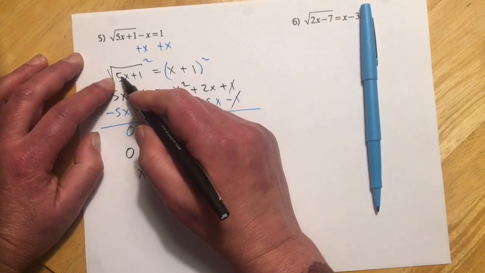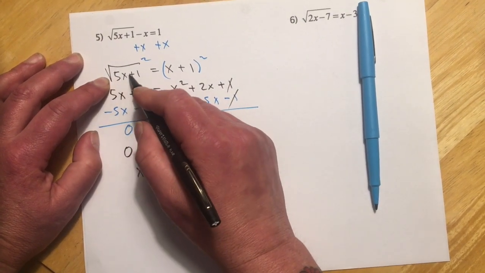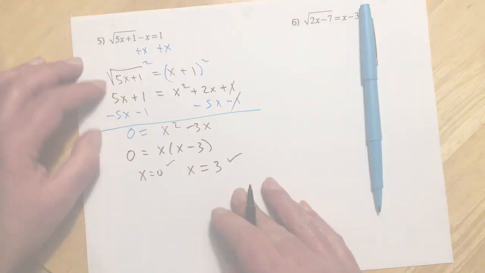And so if I put 0 in up here, I get square root of 1 equals 1, so that one's good. If I put 3 in, I get square root 16 equals 4, and that one's good. So both of those work.